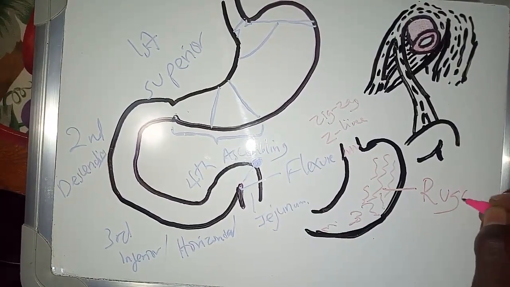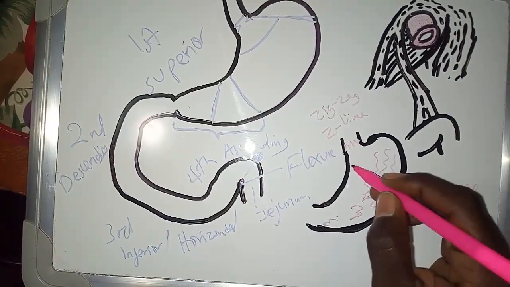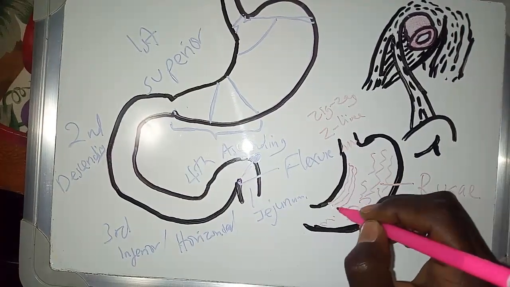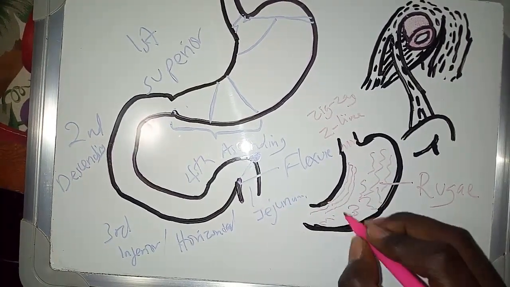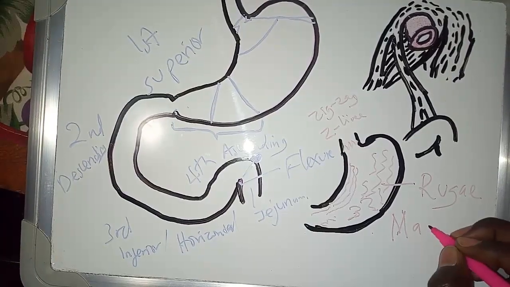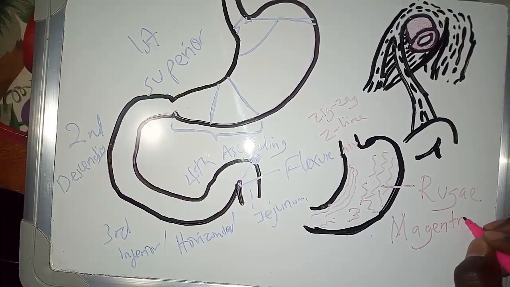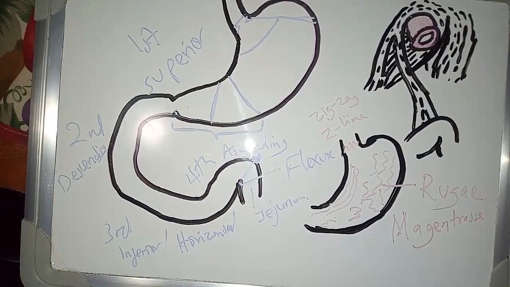On the side of the greater curvature, these are known as the rugae, and on the side of the lesser curvature, these form the margin trace of the stomach, through which fluid flows from the stomach to the duodenum.